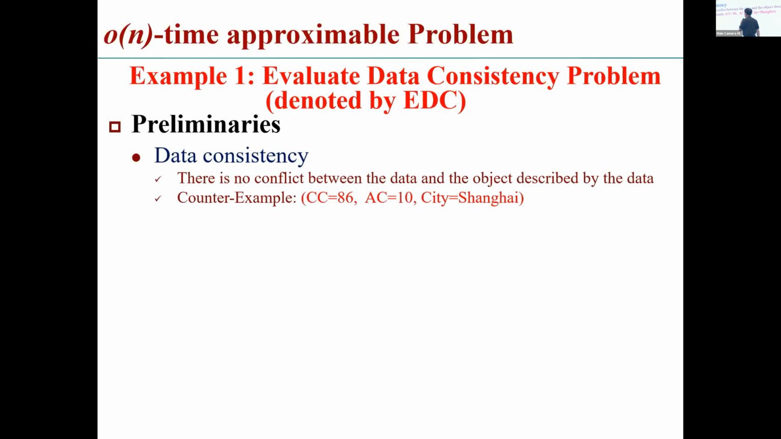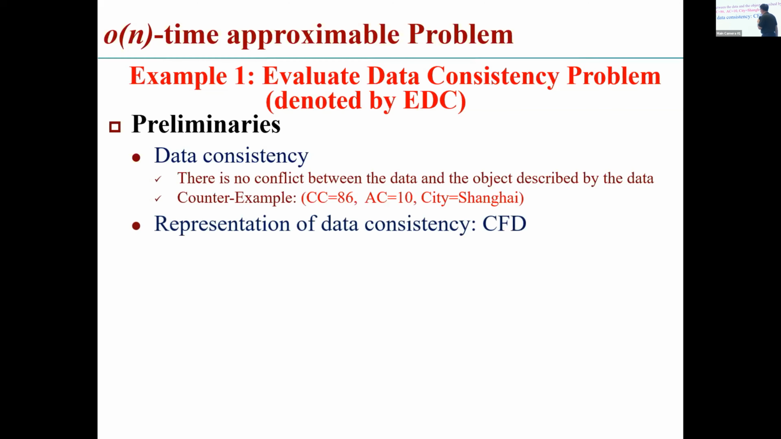What is consistency? There is no conflict between the data and the object described by the data. We give a counter example. See the table. Country code equals 86. Area code equals 10. The city equals Shanghai. That is not correct. Why? Because 10 is the area code of Beijing, not Shanghai. So this is consistency.